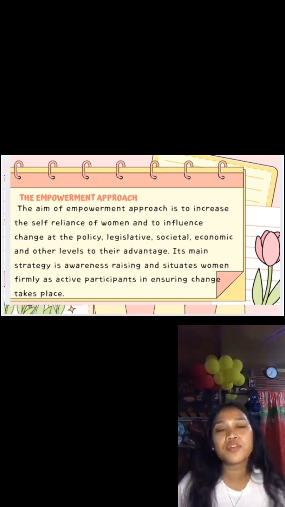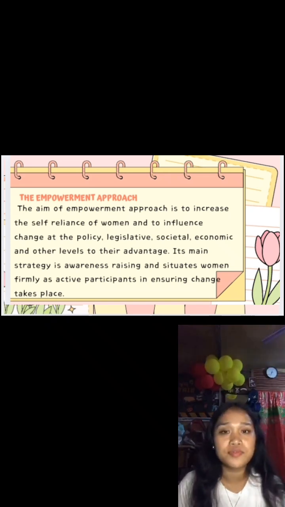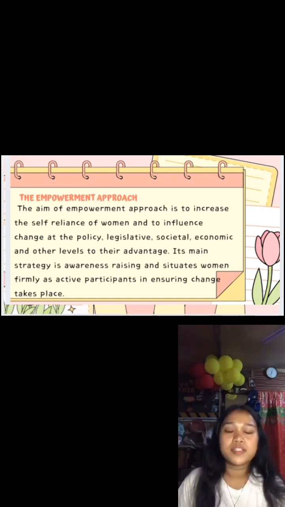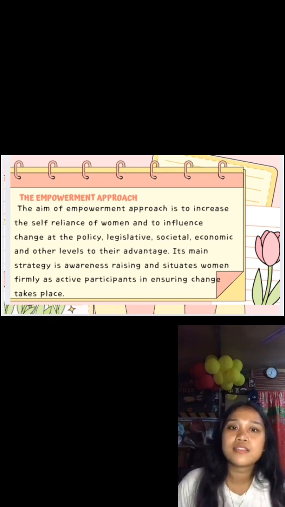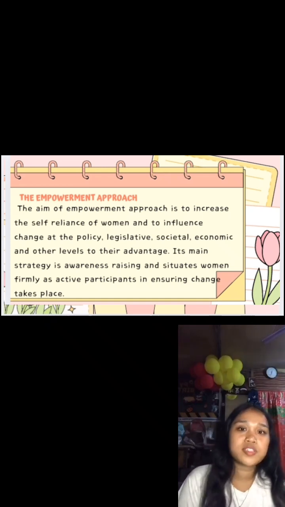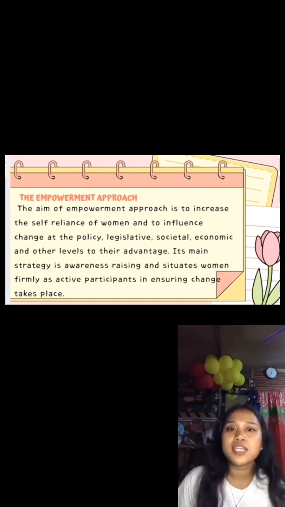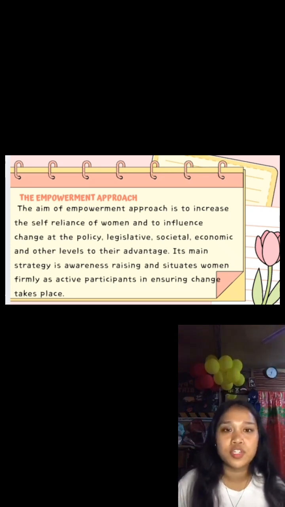So these several practical approaches have been used to promote women's development. So for example, the welfare approach typically addressed women in terms of motherhood and child health. But as many criticized this limited view, new approaches like the equity and empowerment models emerged. So these advocate for a broader recognition of women as active economic and social participants.